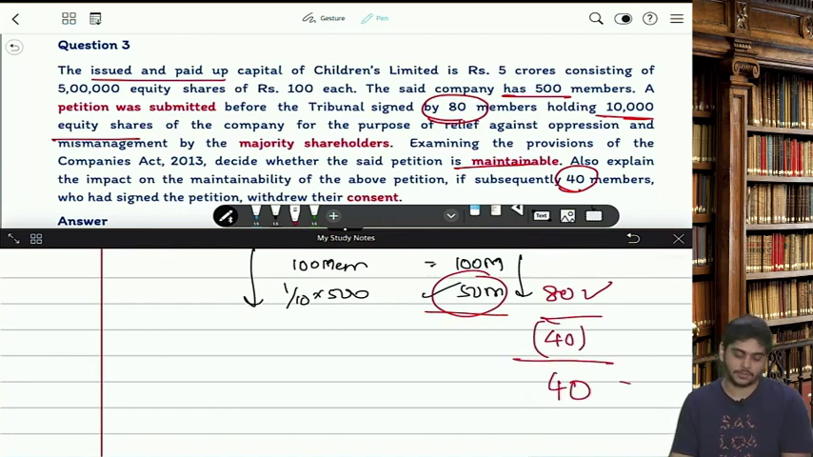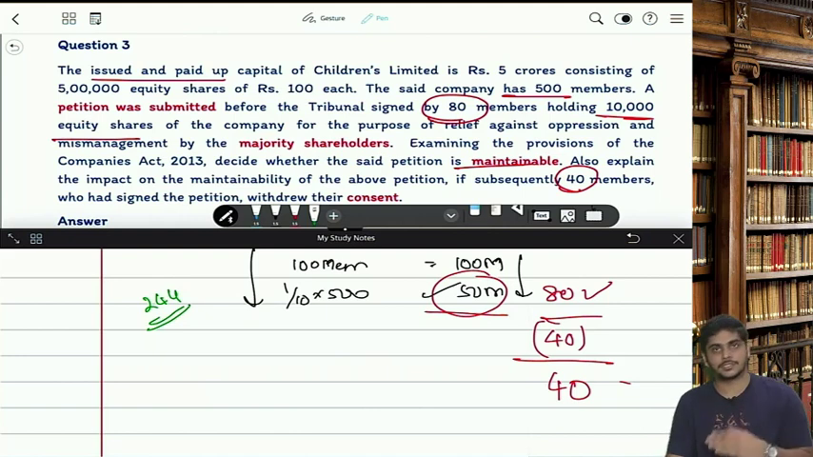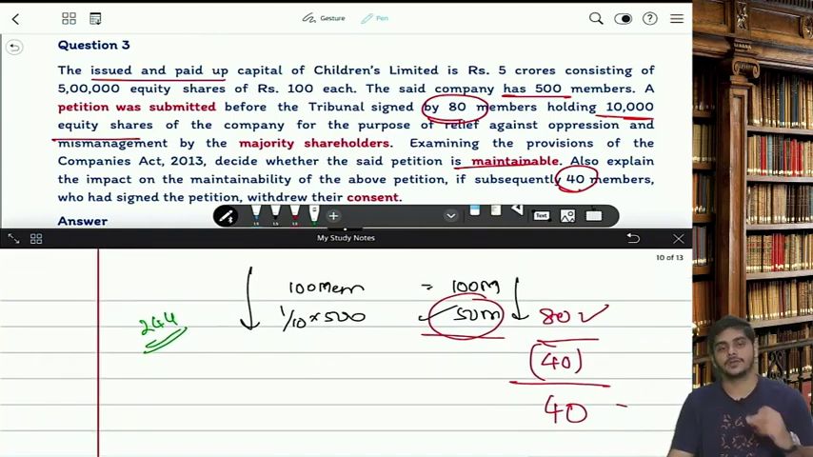How many are left now? 40. Still the application is valid because the minimum requirement is to be checked only at the time of making the application. Section 244. So first you will write the theory of 244. Then in the above case, copy the question, and then the conclusion, the working you have to show this thing. Okay? Read from the book.